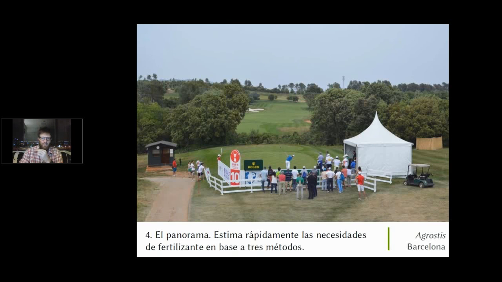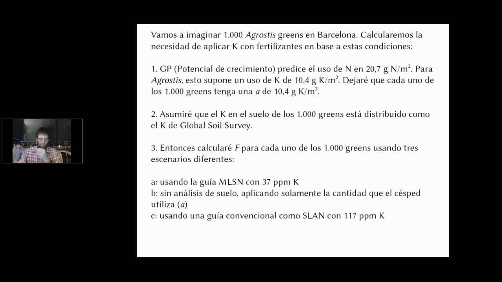Let's imagine there are 1,000 bentgrass putting greens in Barcelona, 1,000 agrostis greens. Now, I don't think there's quite that many, but just bear with me. This is a simulation. We're going to fertilize them in 3 different ways. I pick only one location because I want to make sure that we have the same nutrient requirement. So the value A will be the same.